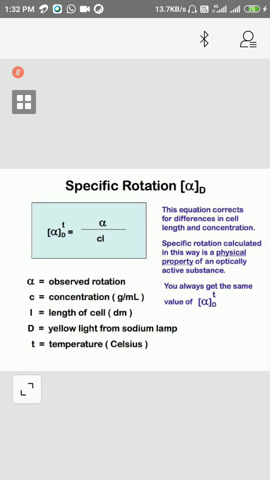Now specific rotation. So alpha D T is equal to alpha by C l. Here D is the yellow light from the sodium lamp, alpha is the observed rotation, C is the concentration, l is the length of the cell, T is the temperature. This equation is used to calculate the rotation using a specific rotation constant.